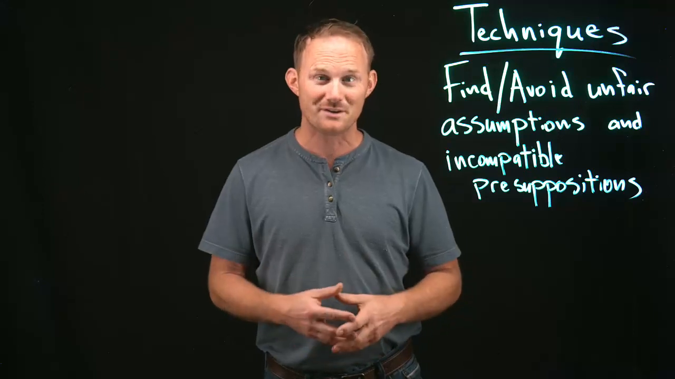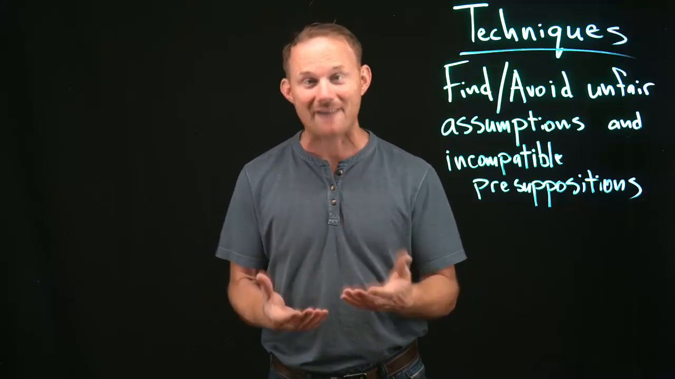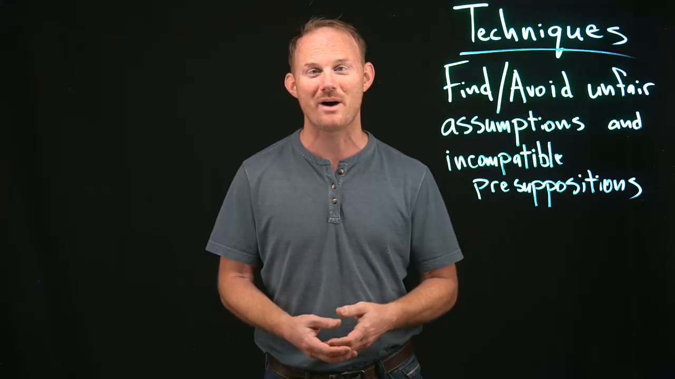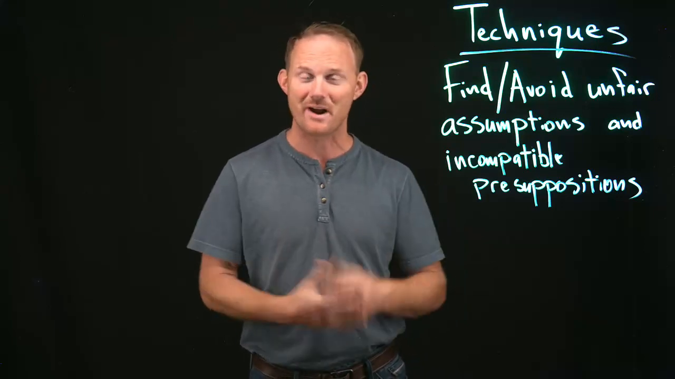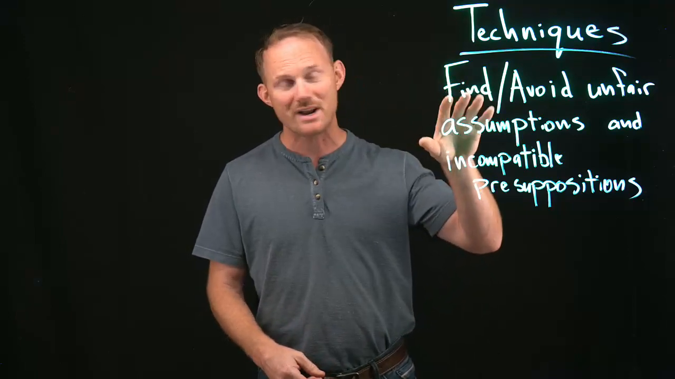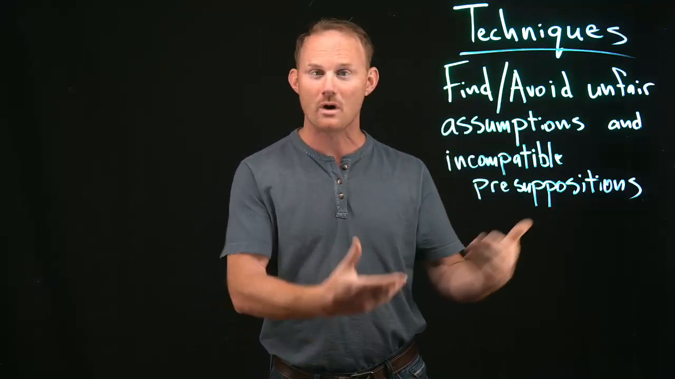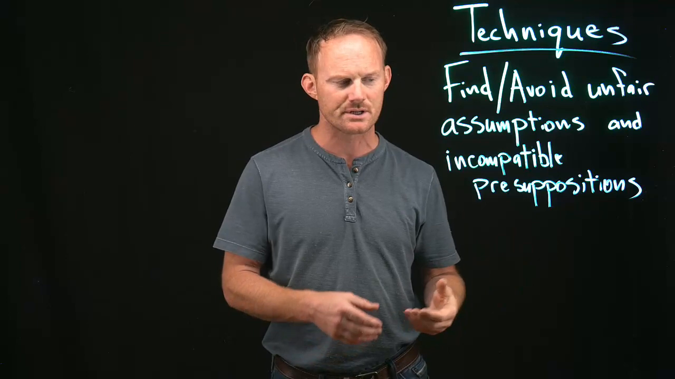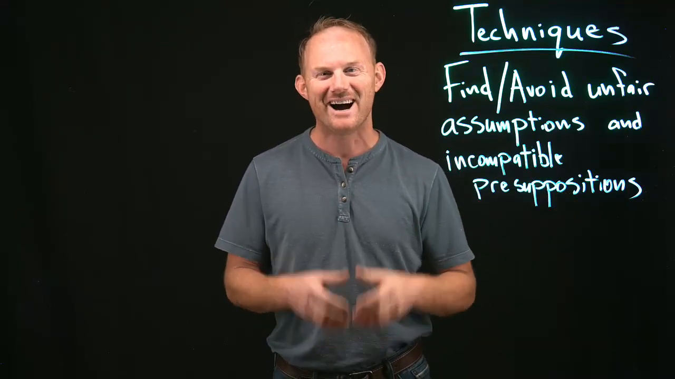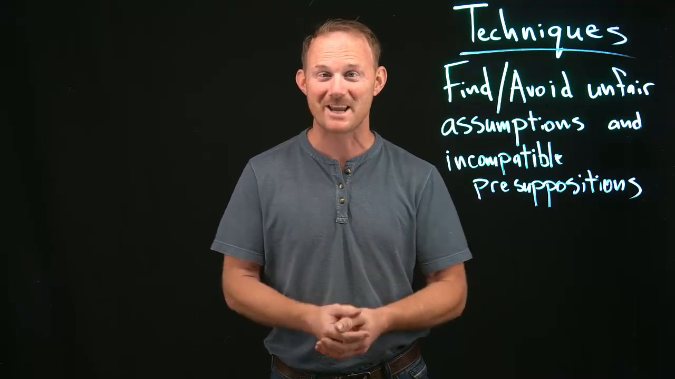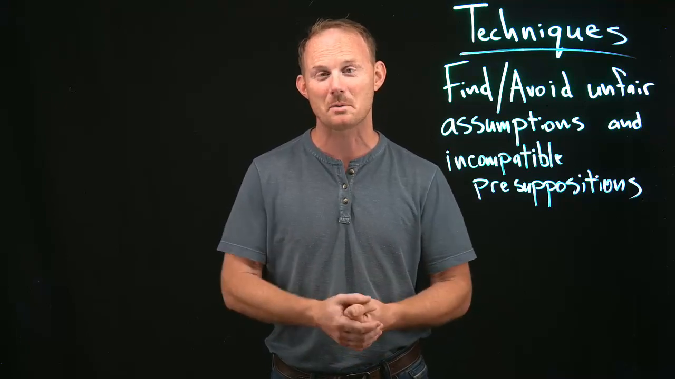We have two fun terms to deal with in this lecture that we have to breach sooner or later because we're talking about communication and they are inherent to all human communication. So we need to define our bounds as well. But this strategy is going to be to find and or avoid unfair assumptions and incompatible presuppositions. That's quite a zinger. I made it wordy on purpose because, again, this will be a good exercise and we have to talk about it.